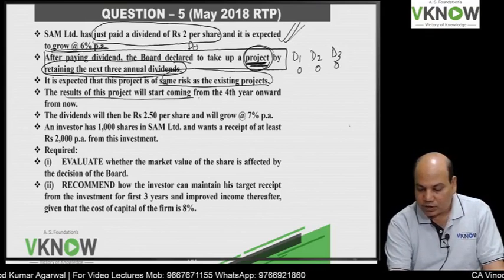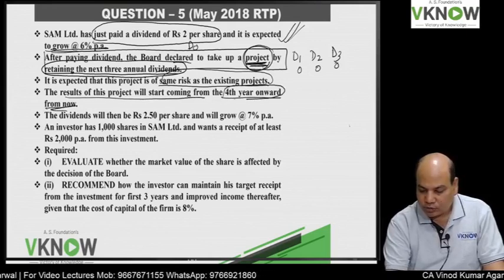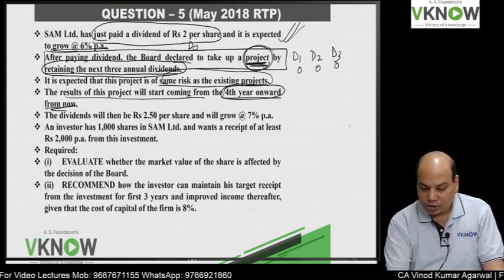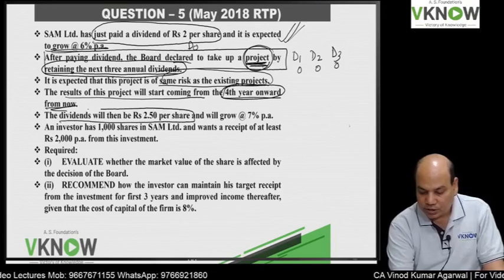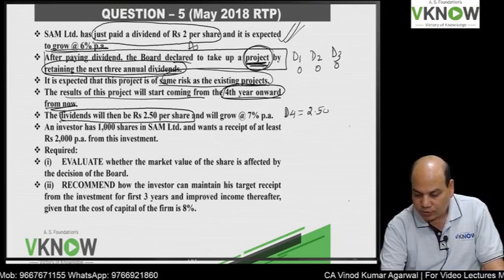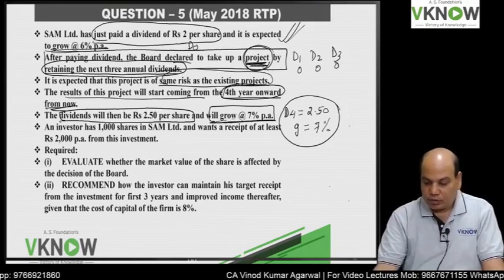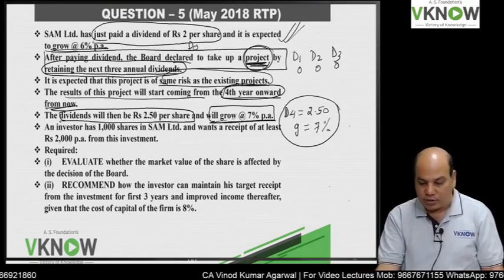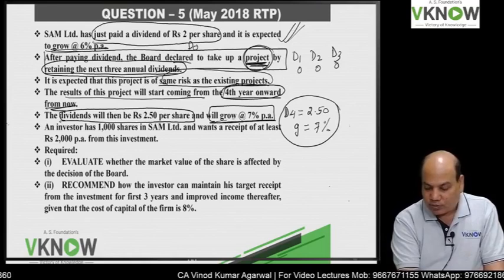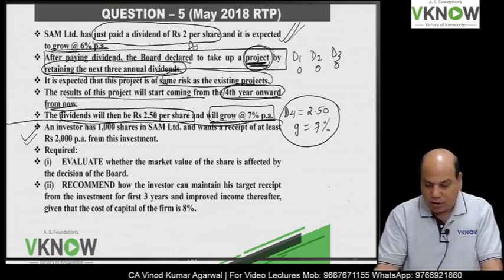The result of this project will start coming from the 4th year onward from now. So from the 4th year onward, you will see the impact of this project. The dividend will then be 2.50 per share. So D4 will be 2.50 and it will grow at the rate of 7%. So the revised growth rate would be 7% if you undertake the project. If you do not undertake the project, growth rate will be 6%. Now up to this we have done so many questions in the class. What is new? This paragraph and then the related question.